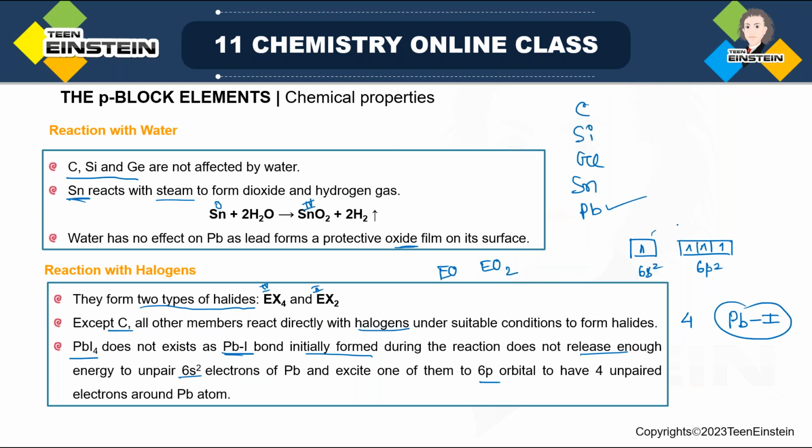See here, I have already written it in 6p. So not just unpairing, we also have to shift it to 6p. For that also we need energy. But for these two processes, the energy that we require, we are not getting from the bond formation of 4 lead iodine bonds. That is why this compound, even if it is formed, will ultimately not be very stable, and this is the reason behind it.